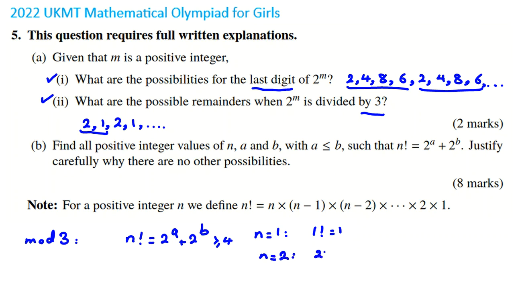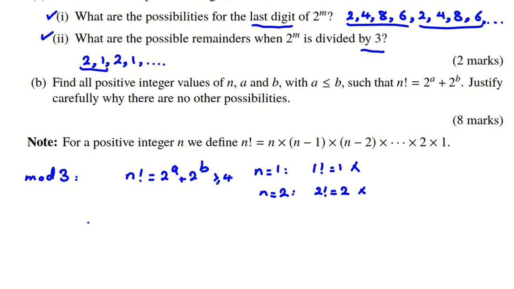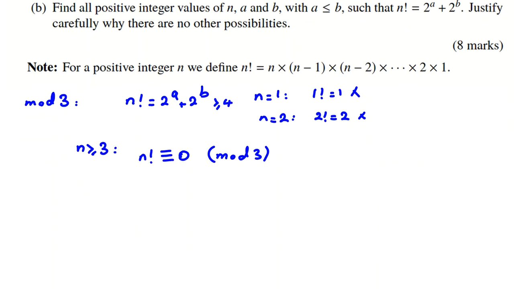And n equal to 2 also doesn't work. 2 factorial is 2. If n is 3, it will be 6. So we can consider n is at least 3, for n equal to 1 and 2 doesn't work. So if we consider mod 3, n factorial mod 3 is 0 because n is at least 3. And now let's consider, for example, 2 to the a.